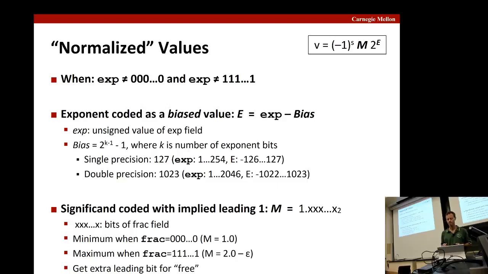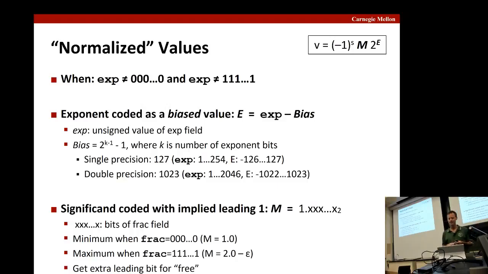Okay, so we have this exponent. We have some number of bits for the exponent, and we want to be able to express both very large numbers and very small numbers. So we want exponents that are both positive and negative. Now, we could have used our sign-magnitude convention, where the first bit is the sign bit and the rest is the magnitude. But instead, they do something slightly different, where they have this notion of a bias.